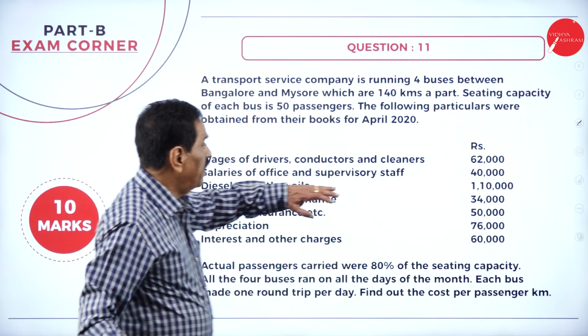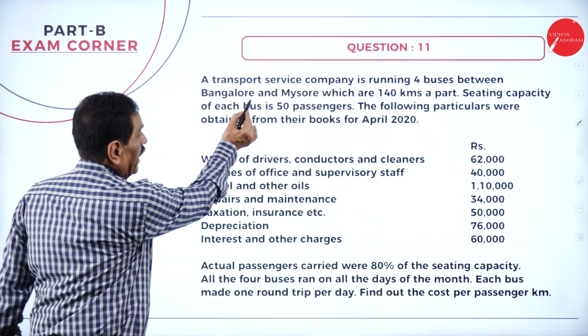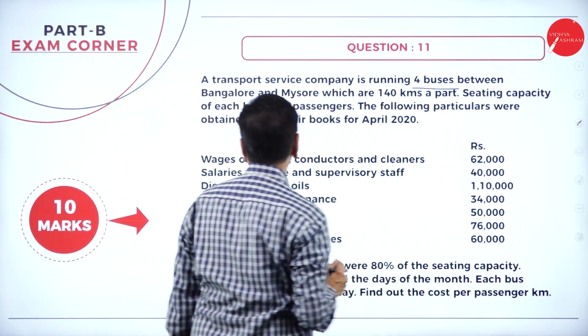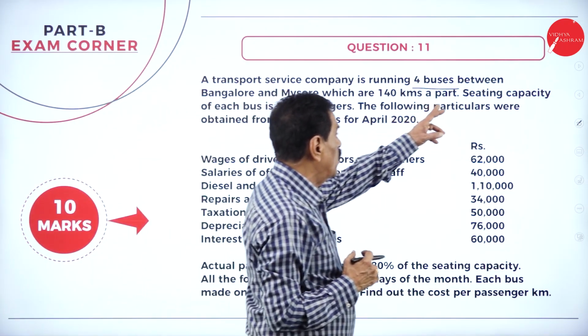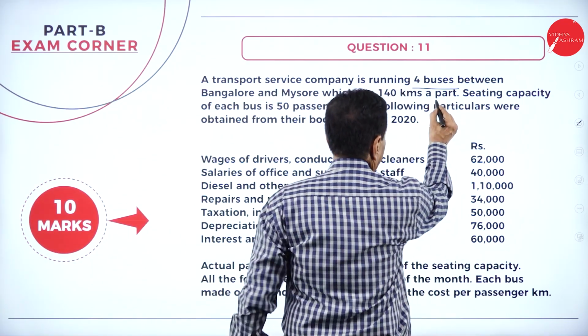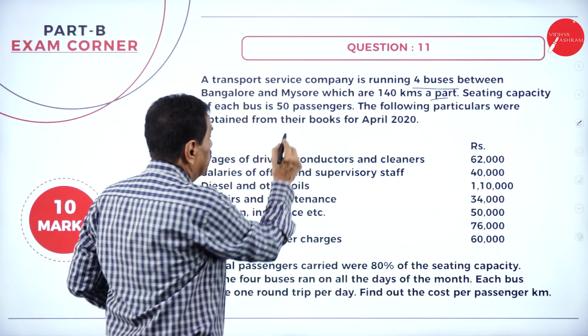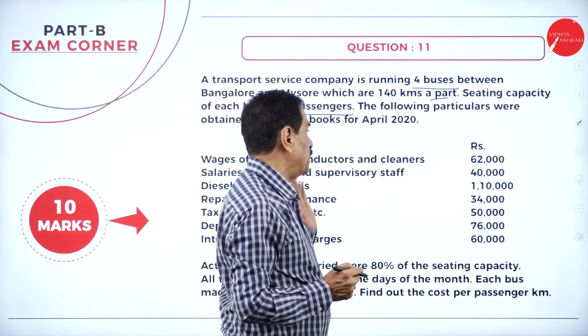So this goes in favor of operating costing. We'll explain. A transport service company is running 4 buses between Bangalore and Mysuru, which are 140 kilometers apart. The seating capacity of each bus is 50 passengers. The following particulars were obtained from their books for April.